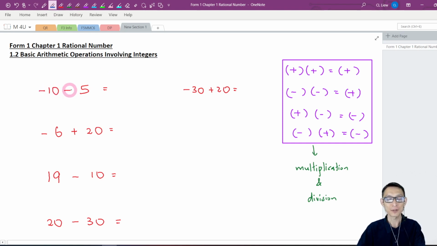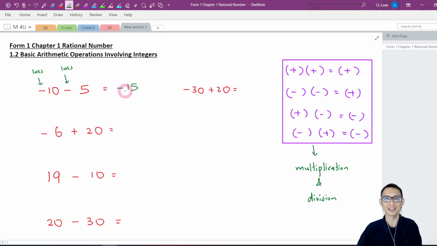Okay, negative 10 minus 5. If you don't know the answer, you can think this way. Loss. When you see a negative sign, think about loss. Now, I changed another way to ask you. Lost 10 ringgit, lost 5 ringgit. You got the answer, right? A loss of 15 ringgit.